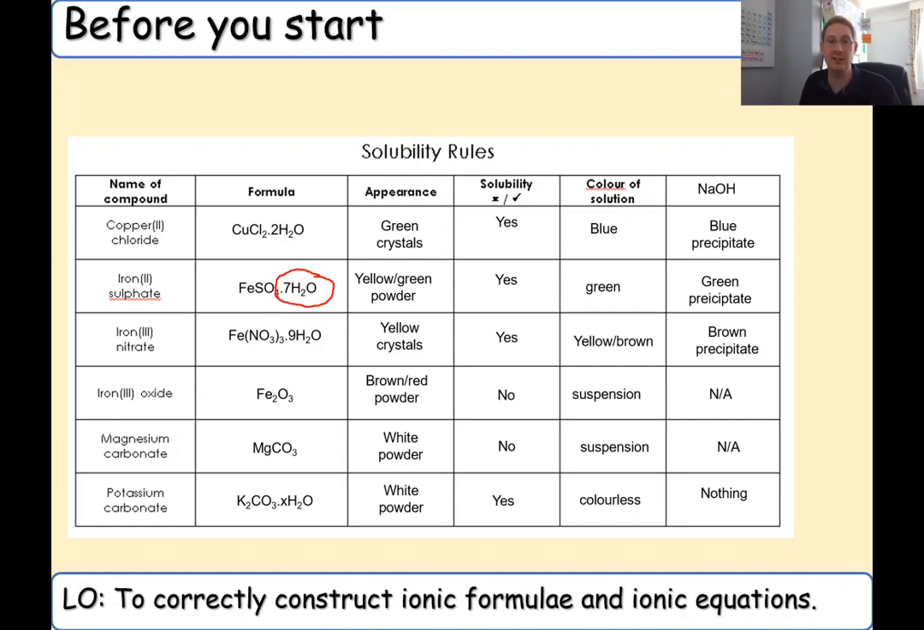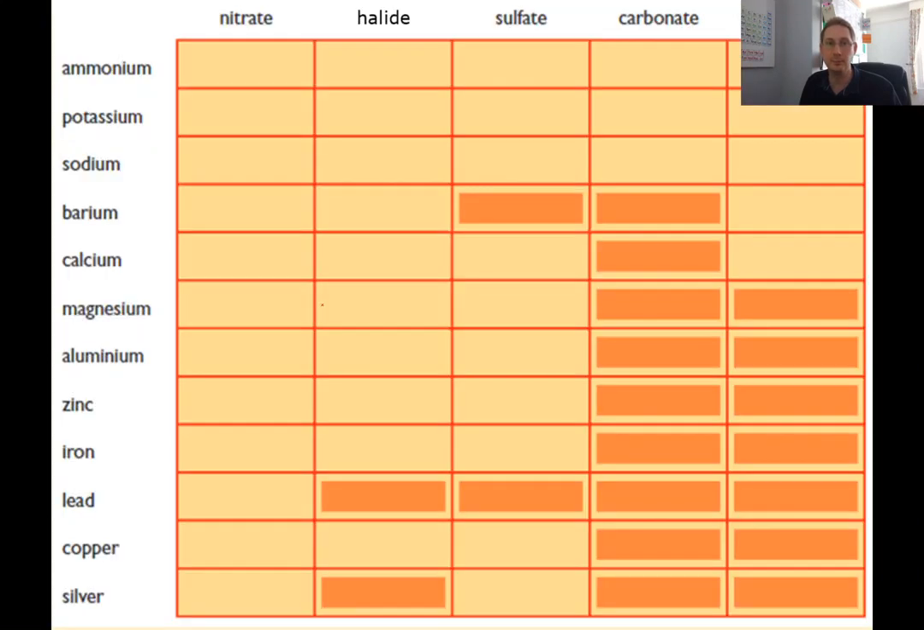There's a very defined number in some cases, so 9 in iron 3 nitrate, 2 in copper 2 chloride, and they of course have to be taken into account when you're working out the relative molecular mass of hydrated crystals. So you needed to know your solubility rules. I hope that's been hammered into you by now. And so have a think, pause the video, think about what your main solubility rules are.